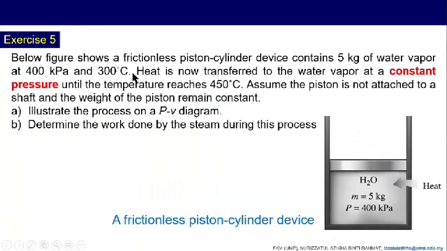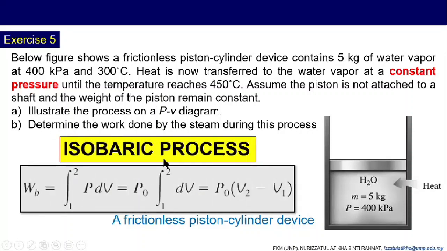Here also we have another exercise. The figure below shows a frictionless piston cylinder device that contains 5 kg of water vapor at 400 kilopascal and 300 degrees. Heat is now transferred to the water vapor at a constant pressure until the temperature reaches 450 degrees. Assume the piston is not attached to a shaft and the weight of the piston remains constant. So now it is constant pressure. So what process is it? It is isobaric. First, you need to illustrate the process on a PV diagram and determine the work done by the steam during this process. So calculate the work using this equation for an isobaric process.